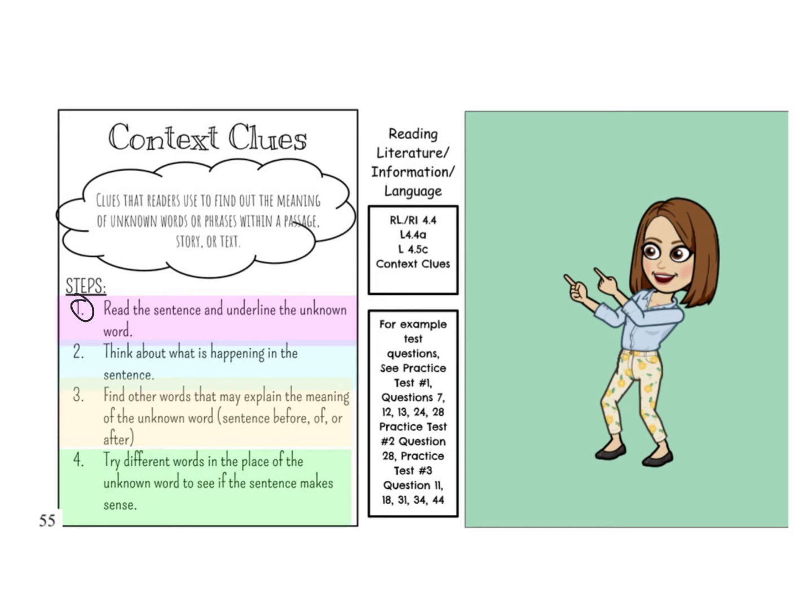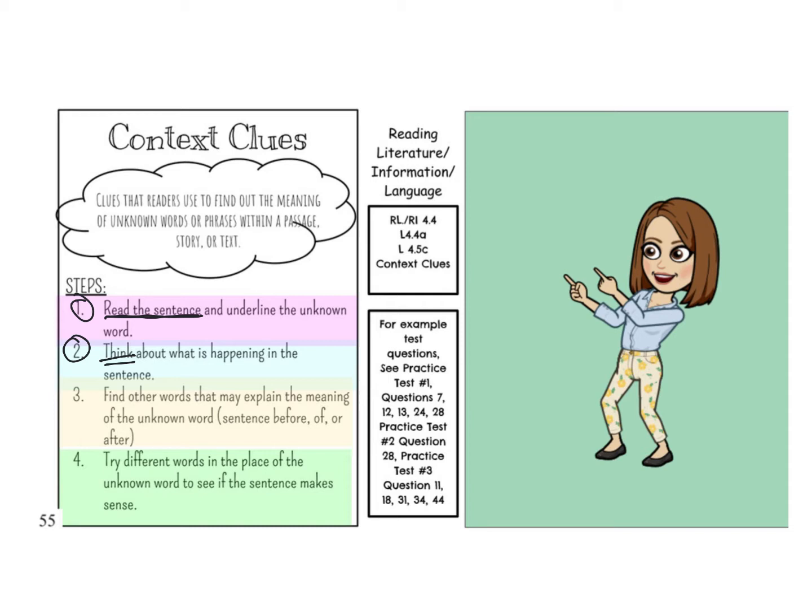And I'm also going to underline, read the sentence. It is very important that we read to find those context clues. So step 1, first we're going to read the sentence and underline the unknown word. Step 2, think about what is happening in the sentence. It's important that we think about what is actually happening as we're reading.